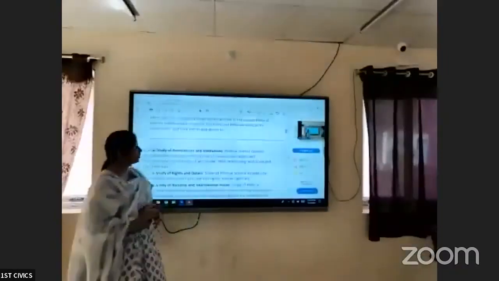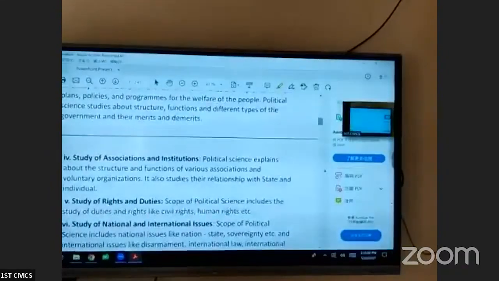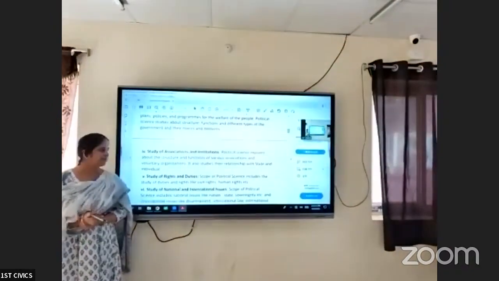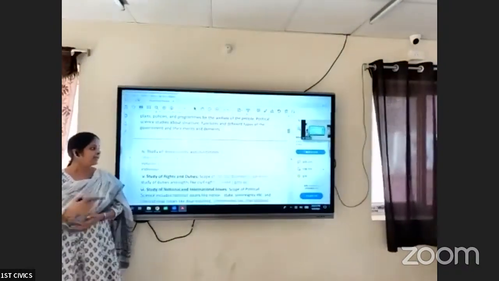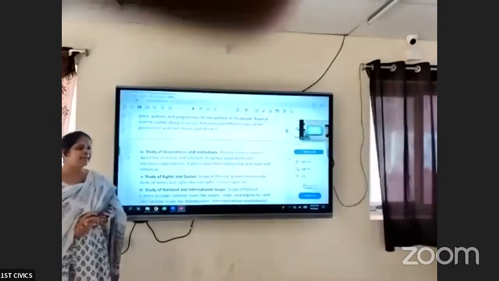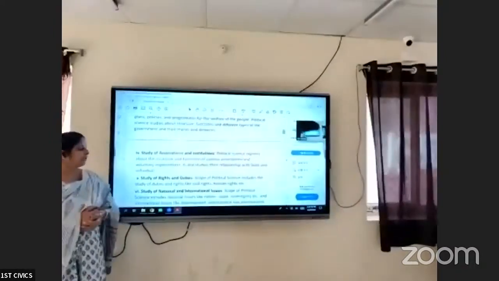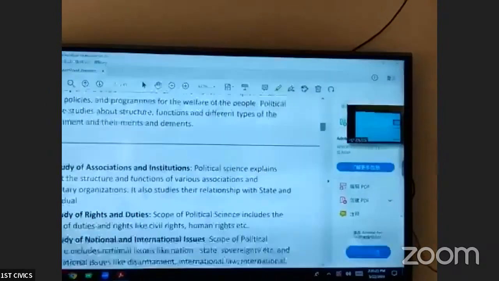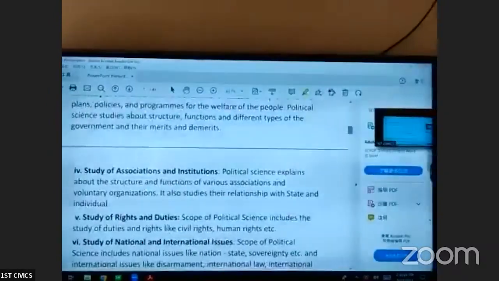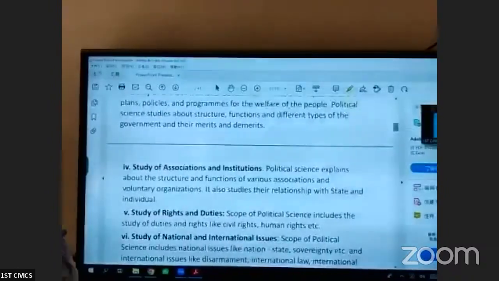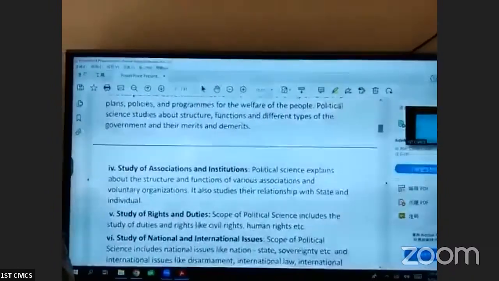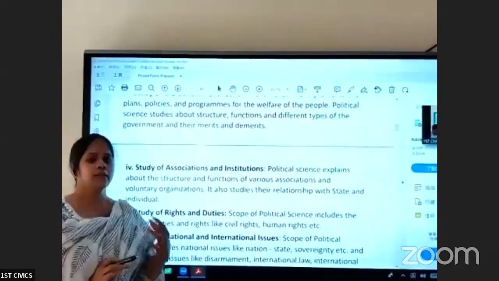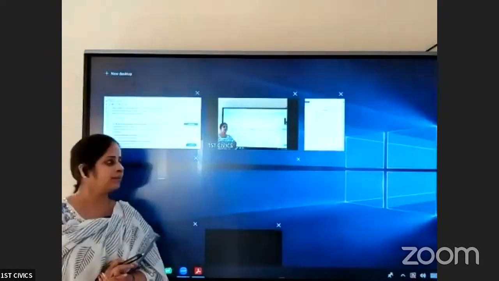Study of associations and institutions. Political science explains the structure and functions of various voluntary organizations and their relationship with the state and the individual. In political science, we also study the rights and duties of the people. So the scope of political science includes the rights and duties of the people like human rights, civil rights, political rights.